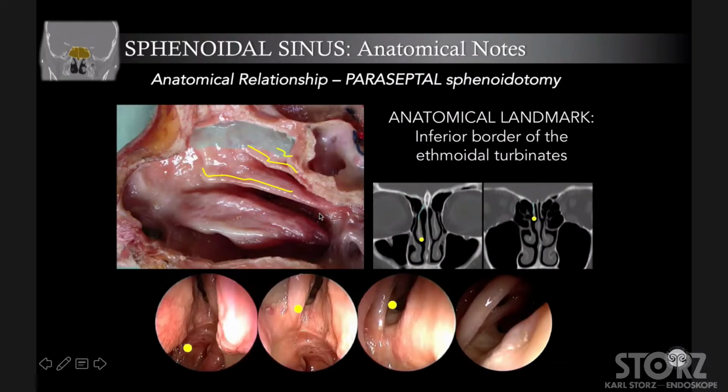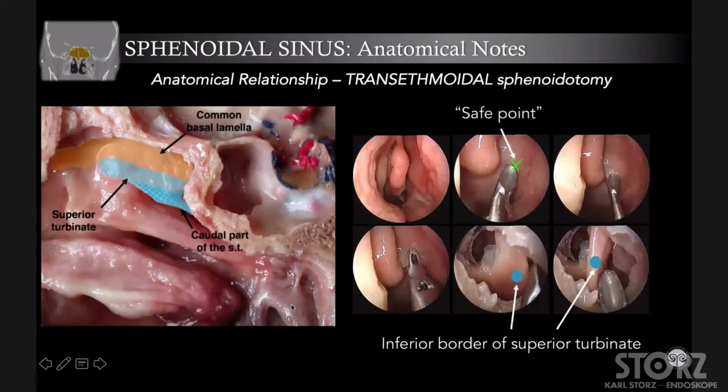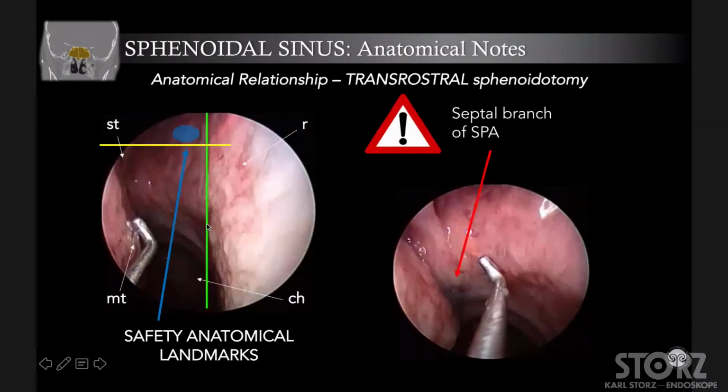Another important landmark to identify the natural ostium of the sphenoid sinus is the tail of the superior or supreme turbinate. Usually we have to look for such a tail using the transethmoid approach. In the transethmoid approach, we can see the tail of the superior turbinate and then we are able to enter the sphenoid sinus. But pay attention because when approaching the natural ostium of the sphenoid sinus, sometimes you can have bleeding. You can have bleeding if you go too much below, too low.